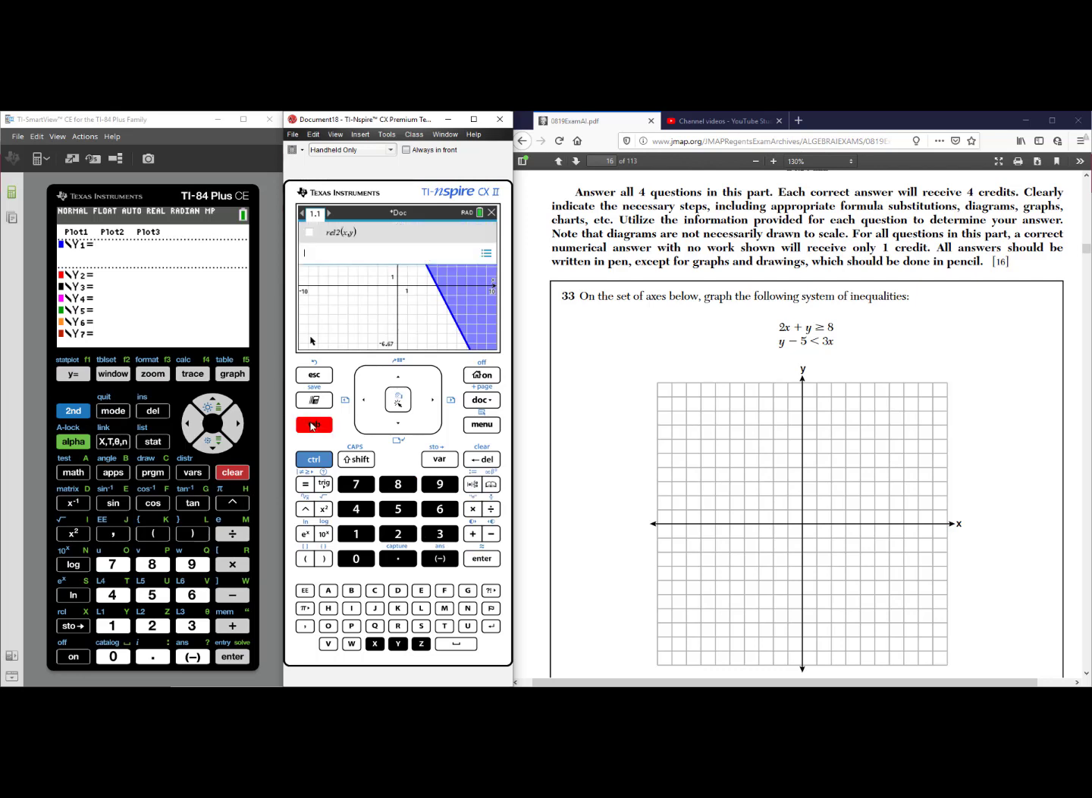Hit tab to open up our entry line. Y minus 5, control equals, we'll get our inequalities. We want less than 3x. When we press enter, we can now see our system of inequalities.